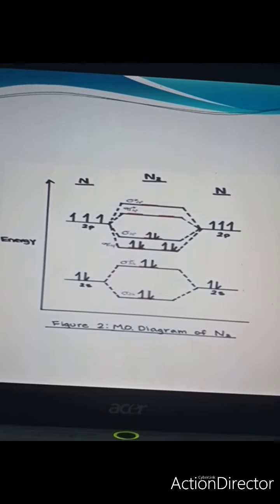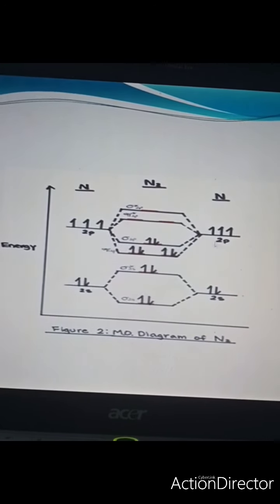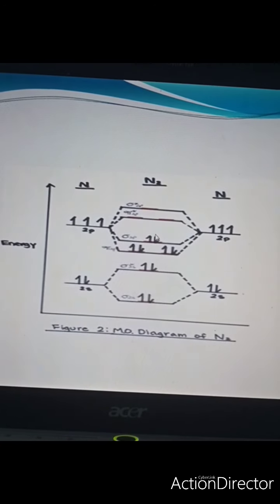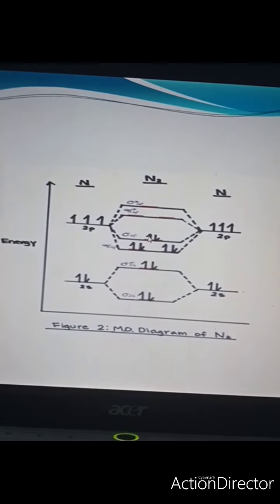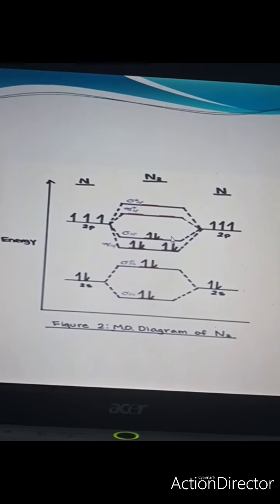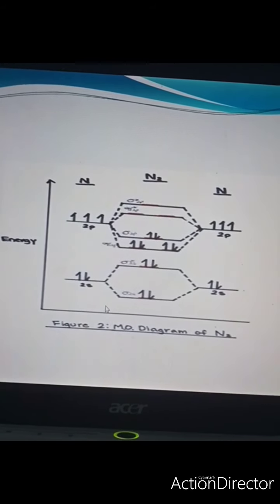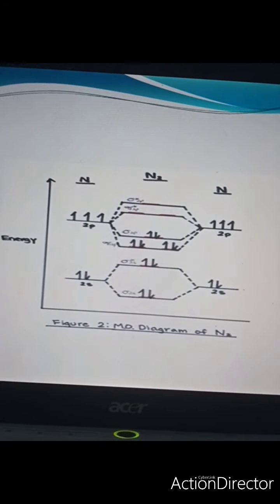Similarly you can find out for N2 plus also. Plus means you can remove 1 electron either from here or from this side. So when you are removing, 1 electron will go from here. Then you can calculate the bond order: number of electrons in bonding, 2, 2, 4, 5, 6 and 7. 7 minus 2, you will be getting 5 upon 2, again 2.5, and it will be paramagnetic. So this is how the bond order and the magnetic behavior are calculated.